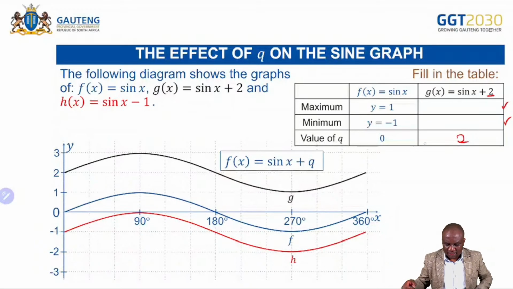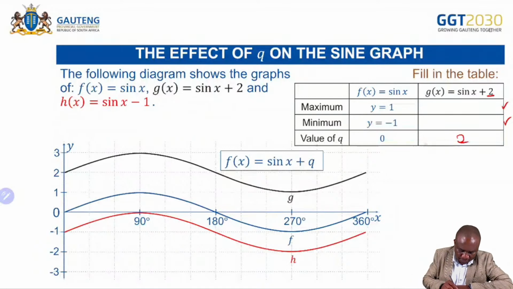Welcome back to the 10th. Now, what is the maximum for g of x? It is 3. What is the minimum for g of x? It is 1. Y is equal to 3, y is equal to 1. Sorry, I'm writing too many ones now.